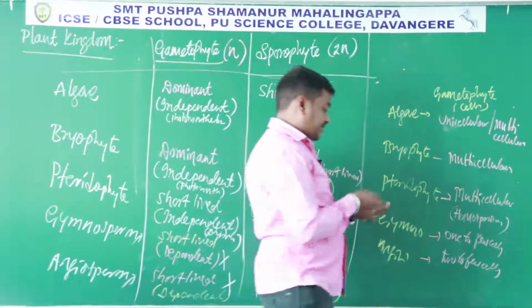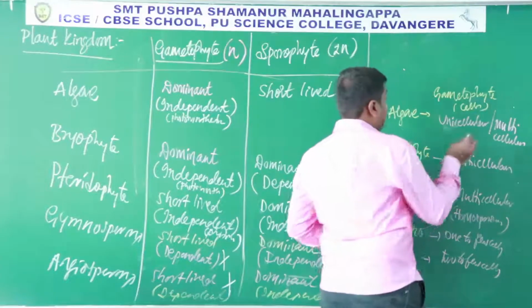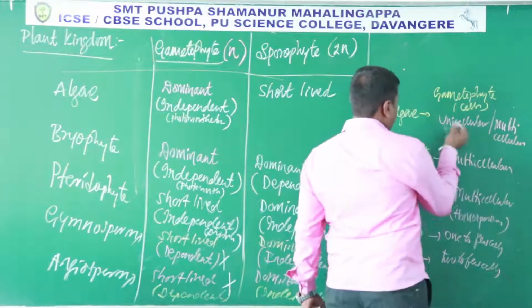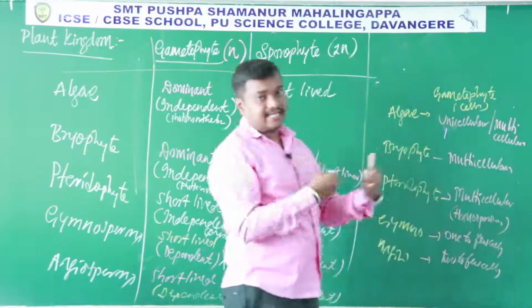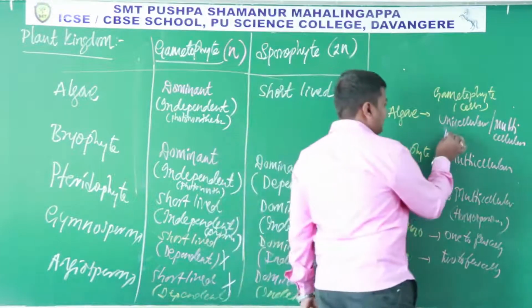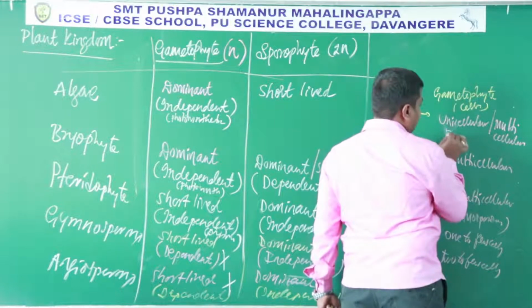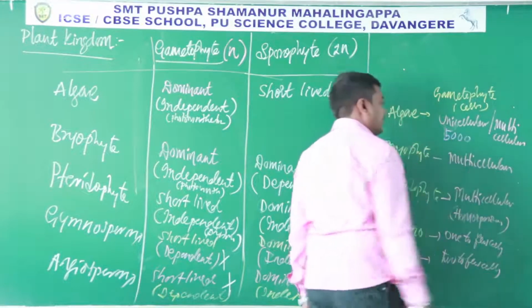That is the gametophyte. So it consists of a few cells. If you consider a longer kelp like Sargassum, let me take about 5000 cells, a small number I'm going to take.